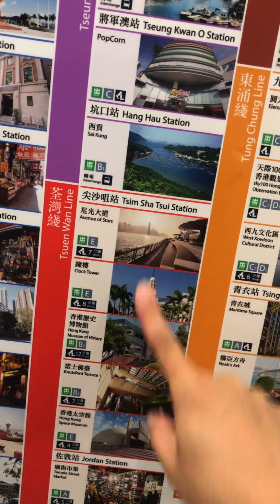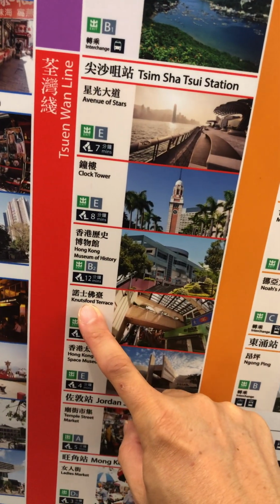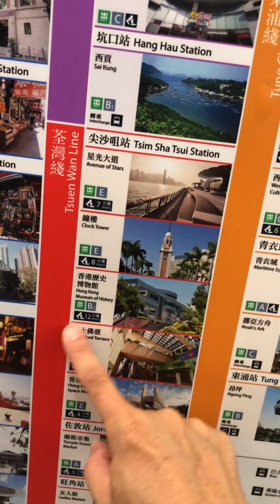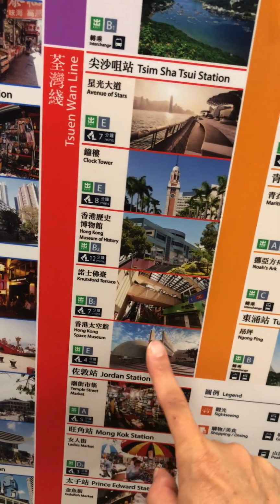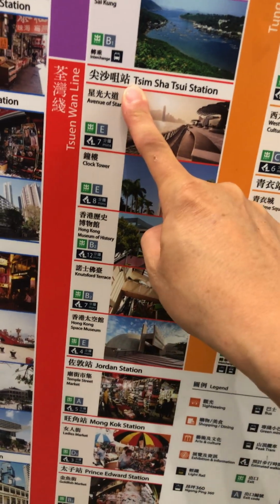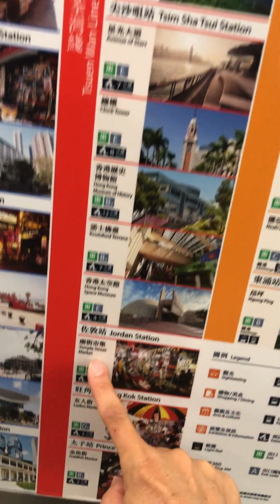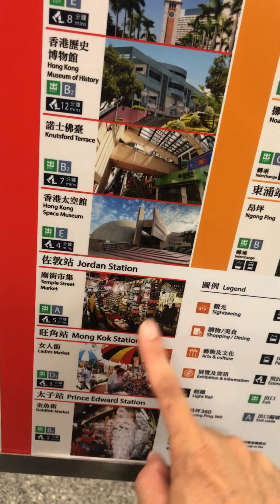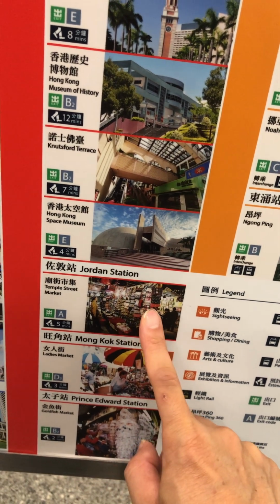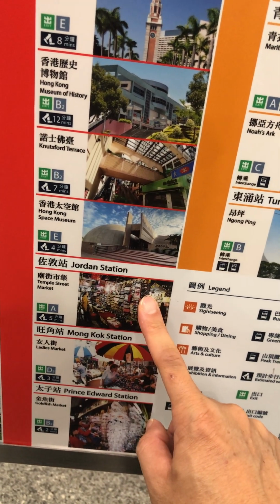It's also Tsim Sha Tsui. And we have the Northford Terrace, a drinking area, and we have the Space Museum also at Tsim Sha Tsui. And we go to Jordan Station. We have the Temple Street Market, also selling cheap things, some funny things, and it's also a good place to go if you're a tourist.